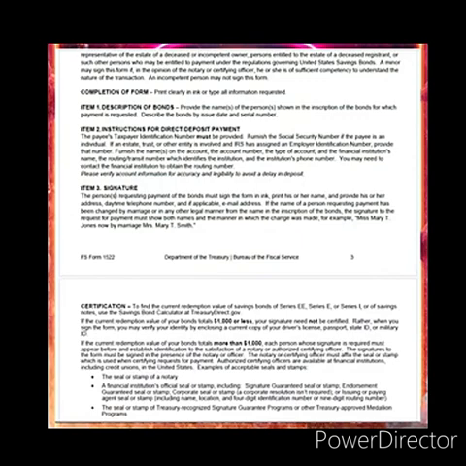Item 3, signature. The persons requesting payment of the bonds must sign the form in ink, print his or her name, and provide his or her address, daytime telephone number, and if applicable, email address. If the name of a person requesting payment has been changed by marriage or in any other legal manner from the name in the inscription of the bonds, the signature to the request for payment must show both names and in the manner in which the change was made.